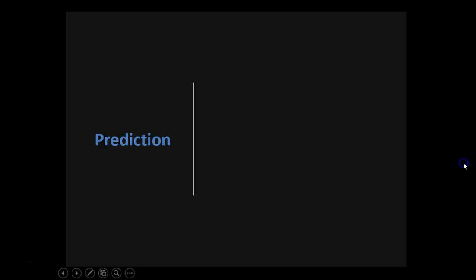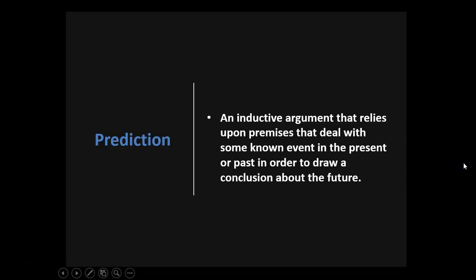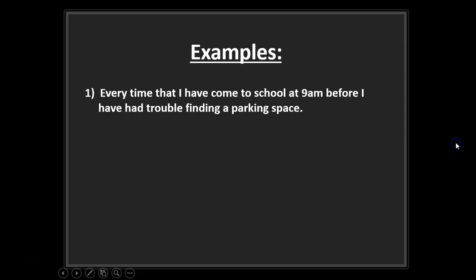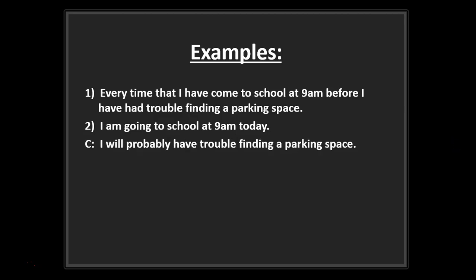So, prediction. That's an inductive argument that relies upon premises that deal with some known event in the present or past in order to draw a conclusion about the future. We constantly think in all of these terms, right? I'll say more about that at the end. So, examples. Every time I've come to school at 9 a.m. before, I've had trouble finding a parking space. And I'm going to school at 9 a.m. today, so I'll probably have trouble finding a parking space.